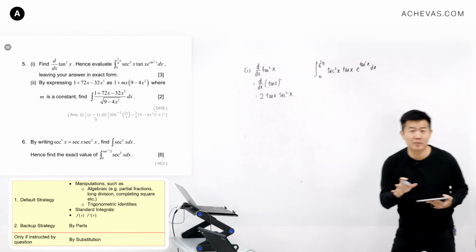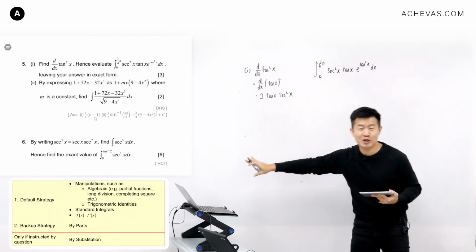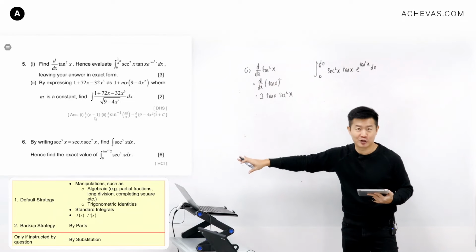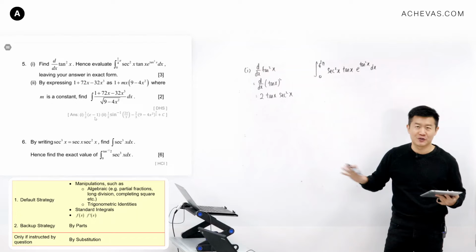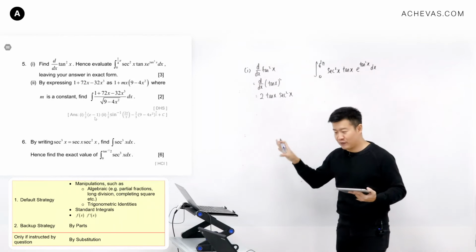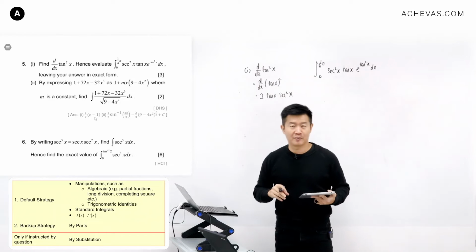And what strategy should we be using? Definitely not the backup strategy, or at least I won't consider the backup strategy first. Okay, I mean, who knows? You know, if our default strategy fails, maybe I should be using my backup strategy.